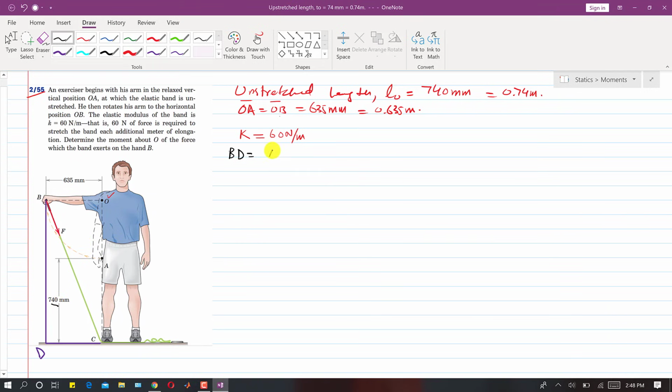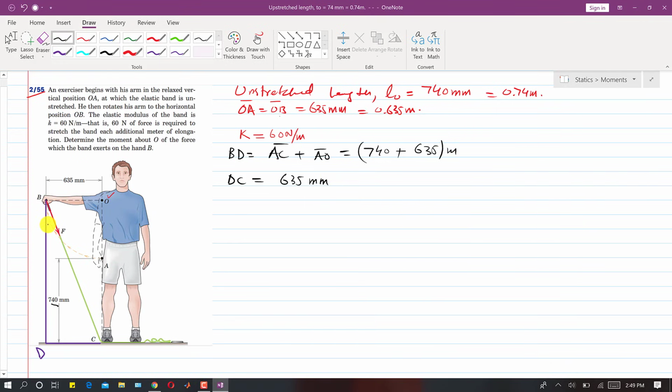So I will write AC plus AO, right? So AC is how much? It is 740 mm, plus the AO length, 635 mm, which is the length of the hand. So this will be the total BD length. And what will be the DC length? DC will be equal to the arm length, so this will be equal to 635 mm, right? And this will also be in mm.